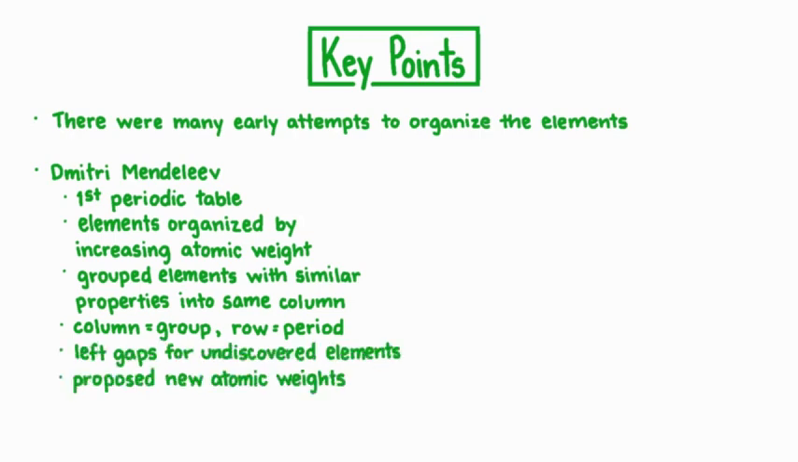Mendeleev's periodic table was special because he left gaps for undiscovered elements and proposed new atomic weights for elements that didn't fit his table. Mendeleev's periodic table did have several flaws, including that it did not account for the inert gases or isotopes, and some pairs of elements needed to be written in reverse order so that they were grouped with elements that had similar properties.